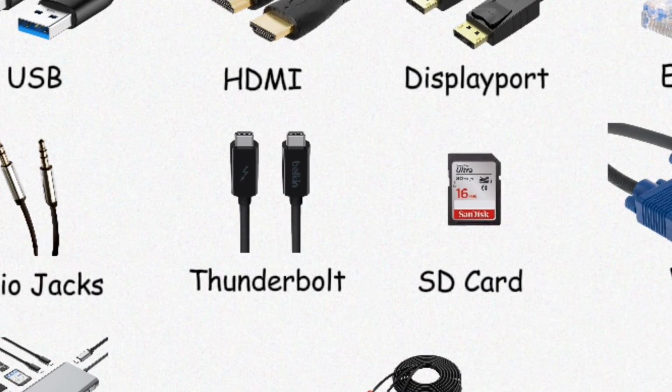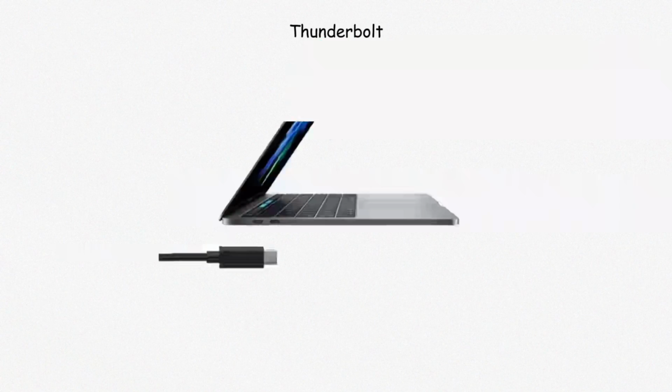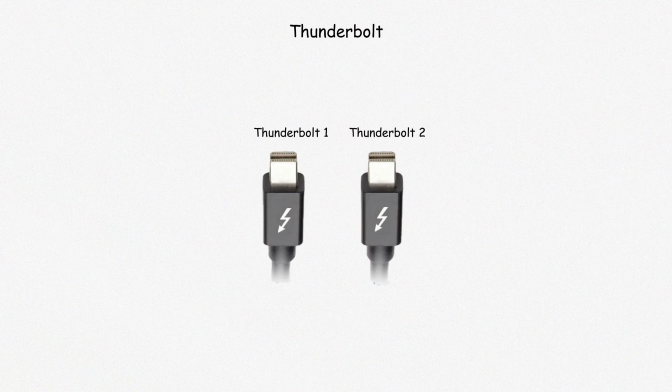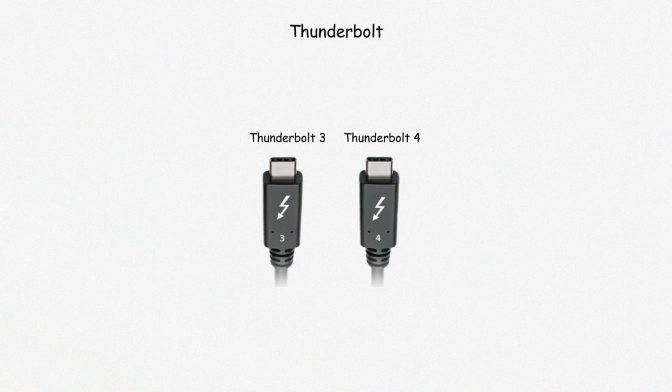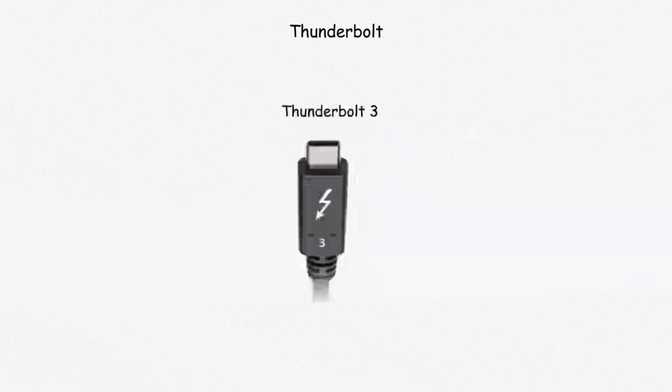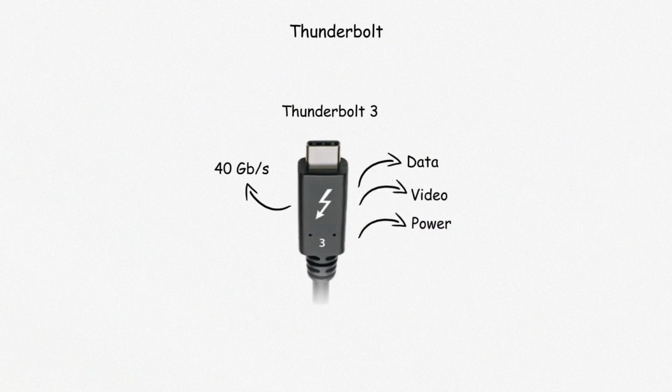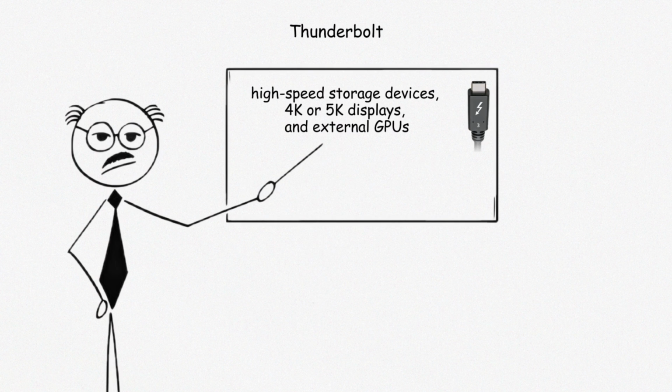Thunderbolt ports are high-speed connections developed by Intel, often found in high-end laptops and desktops. Thunderbolt 1 and 2 use the same connector as Mini DisplayPort, while Thunderbolt 3 and 4 use USB-C. Thunderbolt 3 supports up to 40 gigabits per second and allows for data, video, and power simultaneously. It can connect to high-speed storage devices, 4K or 5K displays, and external GPUs.